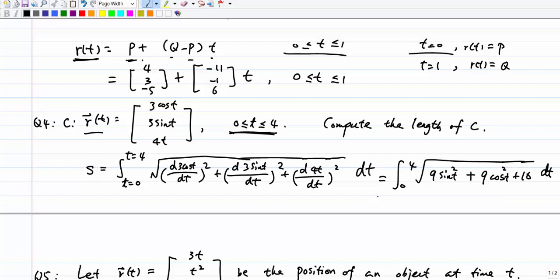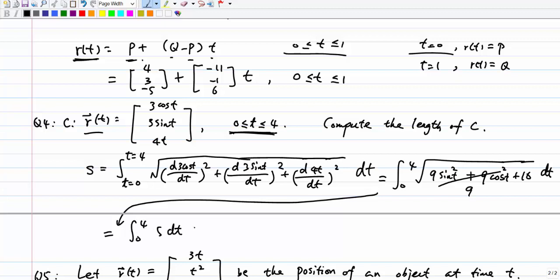So this will give us, let's go over here, 9 sine squared t plus 9 cosine squared t, which is 9. 9 plus 16 is 25. Take the square root, it is 5. So the integral from 0 to 4 is 5 dt. Okay, so the integration of 5 is 5t, from 0 to 4, so that gives us 20 minus 0, which is 20. So the length of the curve is 20.